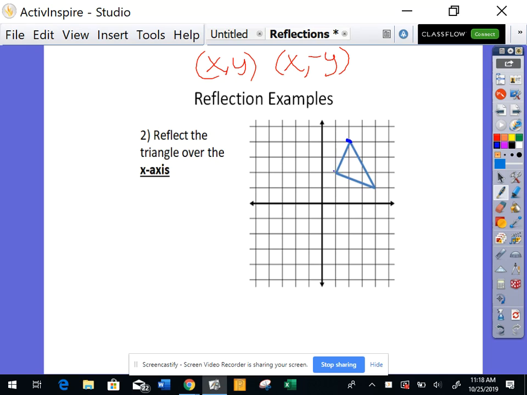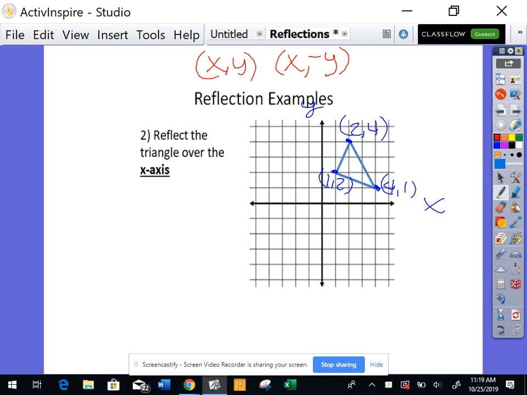So let's look at this bottom left point. This bottom left point is at (1, 2). All right, this top point is at (2, 4). All right. And then our bottom right is at (4, 1). Remember, this is our x-axis. This is our y-axis. All right, so let's reflect this over the x-axis. Let's look at this bottom left one first. All right, so we're going to reflect it over the x-axis.